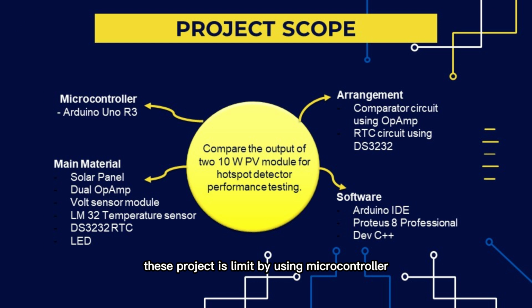This project is limited by using a microcontroller. The main materials are the Arduino Uno R3, solar panel, dual low-pump voltage sensor module, LM35 temperature sensor, and the DS3231 RTC. For the arrangement, a comparator circuit using an op-amp and an RTC circuit using the DS3231. For software, this project uses Arduino IDE, Proteus 8 Professional and Dev C++.